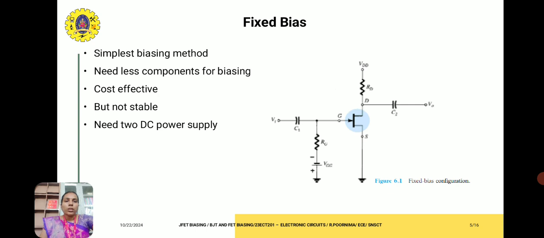Here the advantage is that it is the simplest circuit. It needs two DC power supplies, but the limitation of the circuit is that it is poorly stable.